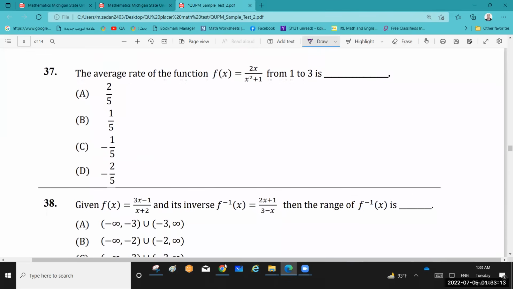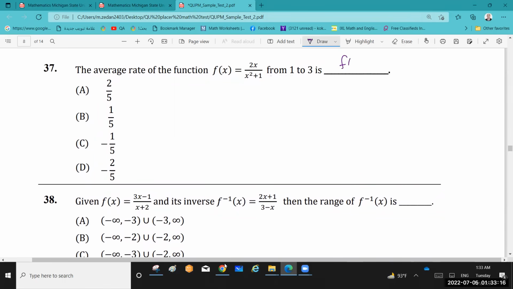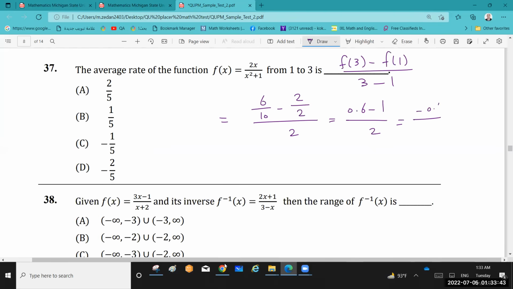37. The average rate of change of the function from 1 to 3 is very simple: f of 3 minus f of 1 over 3 minus 1. So f of 3 is 2 times 3, 6, over 3 squared, 9, plus 1, 10, minus f of 1, which is 2 over 1 plus 1, is 2 over 3 minus 1 is 2. So 6 over 10 is 0.6 minus 1 over 2. 0.6 minus 1 is negative 0.4 over 2. Just multiply it by 10, it's negative 4 over 20, which is negative 1 over 5. So 37 is also C.